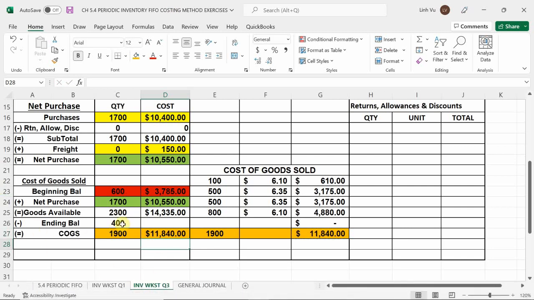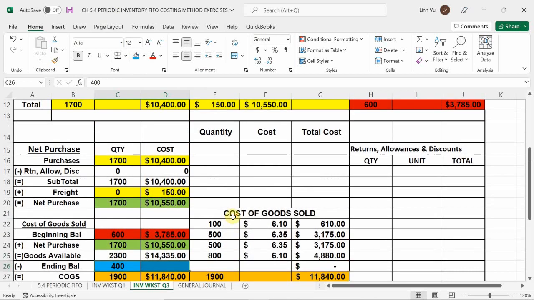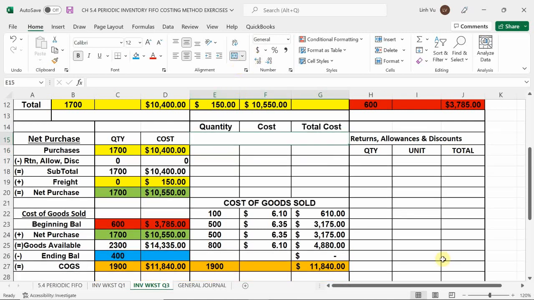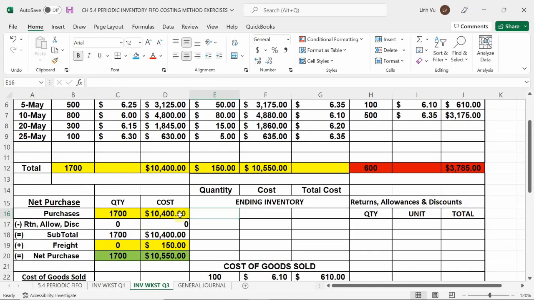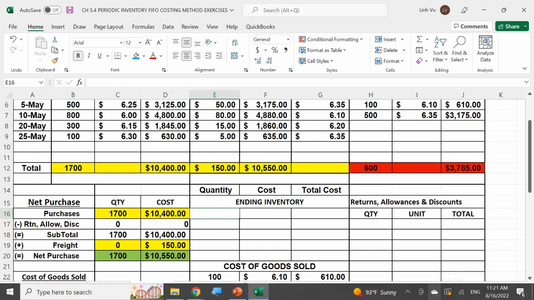So now I need to solve for my ending balance. Once again, it's going to be blue. I can create a small miniature table here. I'll put it right here. Ending inventory. So again, we used up 2 batches of inventory, so we have the 300 left and the 100 units left in this case.